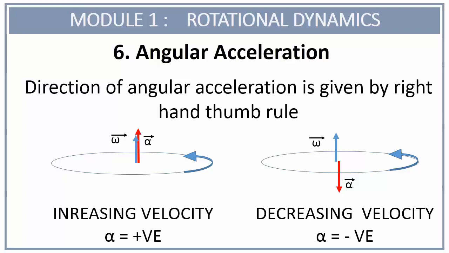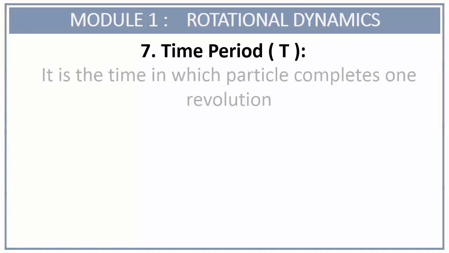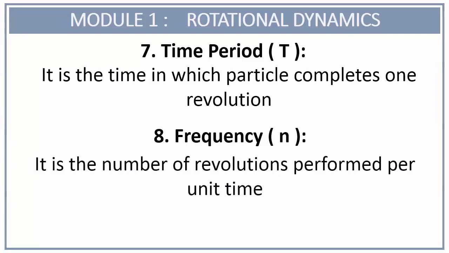Let us see now what is time period. It is a time in which particle completes one revolution, and the frequency is the number of revolutions performed per unit time. From the definitions, it is very clear that time period is reciprocal of frequency and hence n can be written as 1 by T.